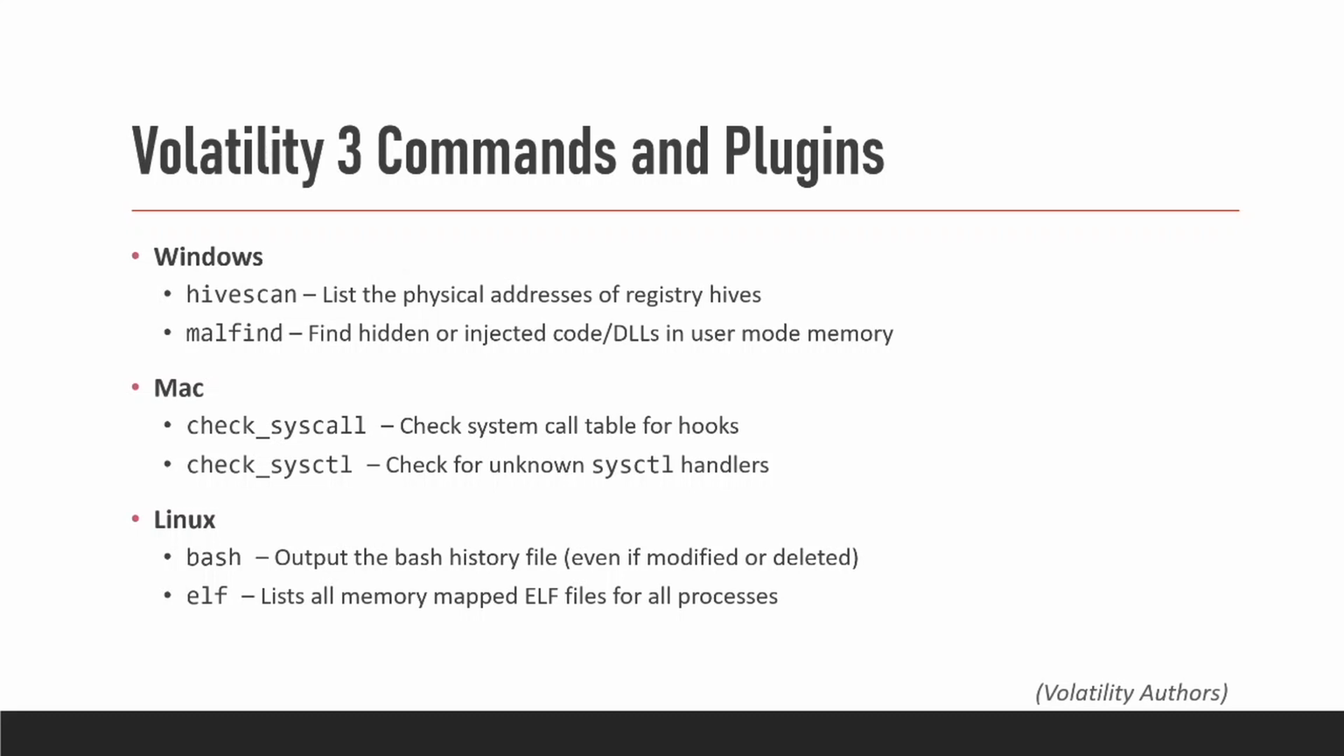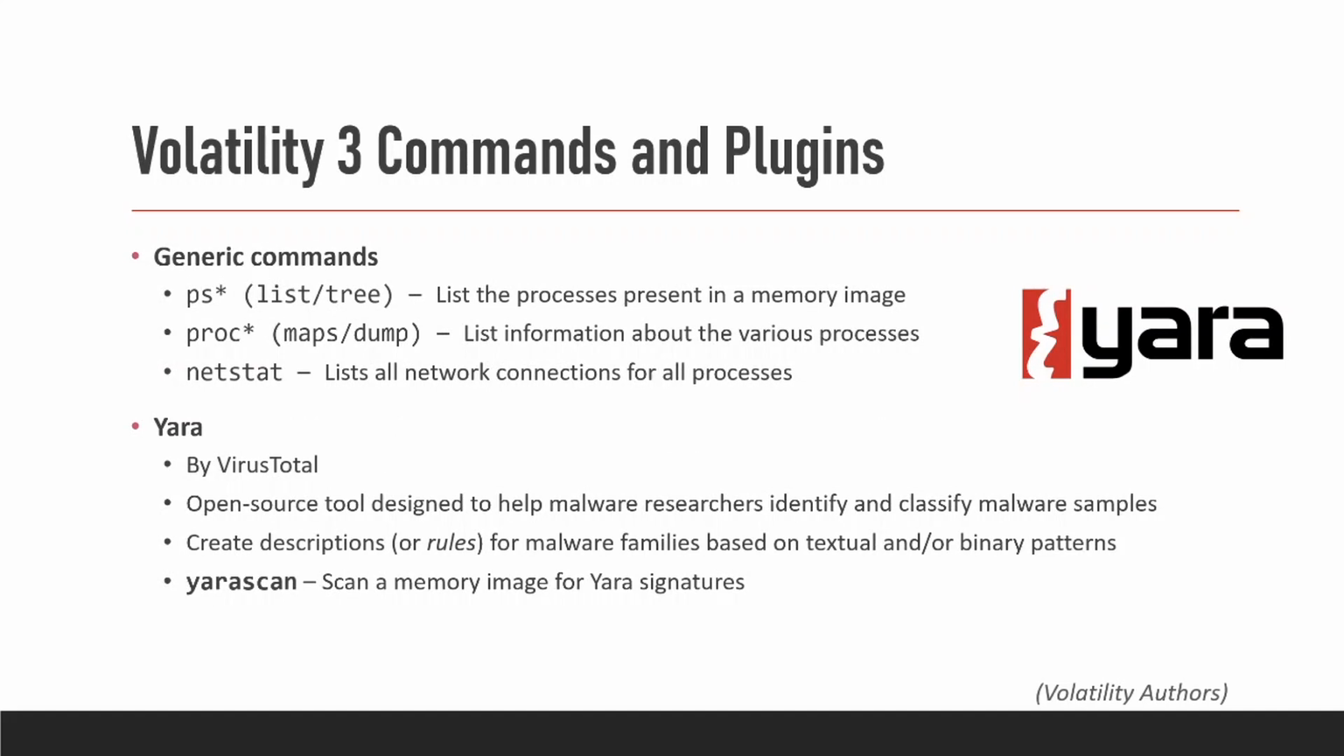For Linux, the bash command recovers bash command history from memory, and importantly, it does this through the process memory rather than the bash history file itself. So even if the file is modified, deleted, or has anti-forensics used on it, it usually can be recovered. And elf, which lists all memory mapped ELF files for all processes.